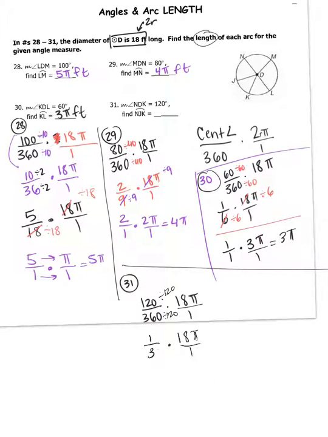Looking diagonally, I can divide both of these numbers by 3, which means I have a 1 over 1 times 6 pi over 1, which gives me an answer of 6 pi. So I have 6 pi feet. Perfect.